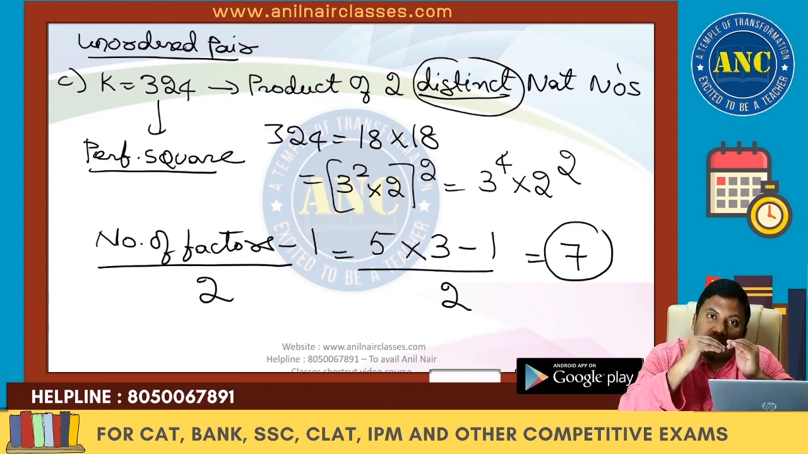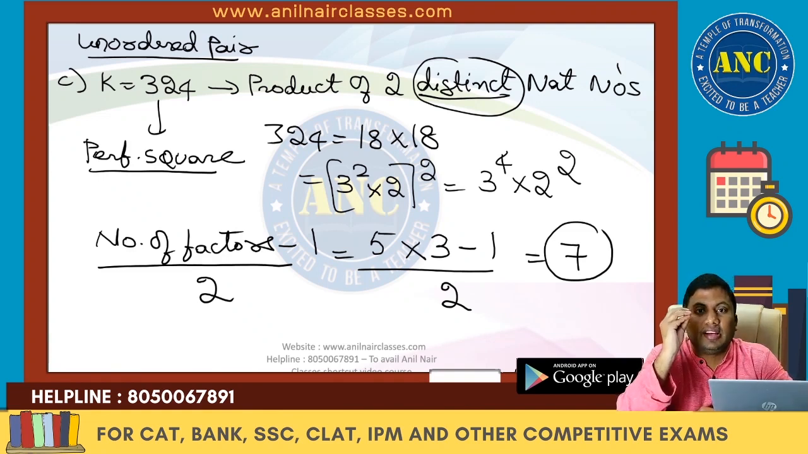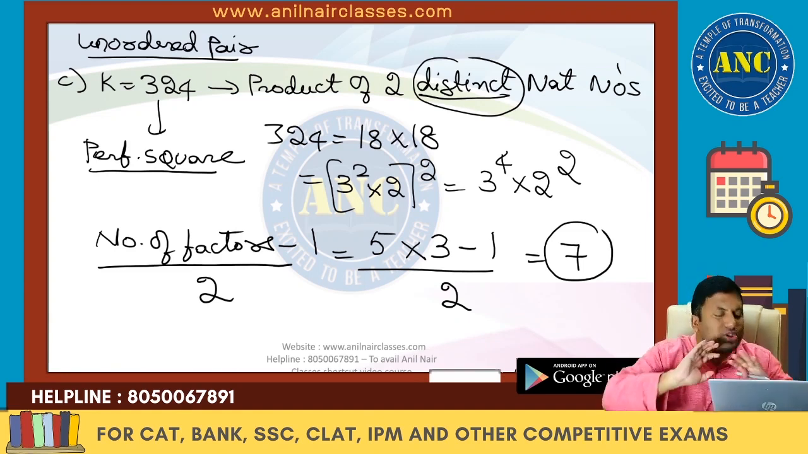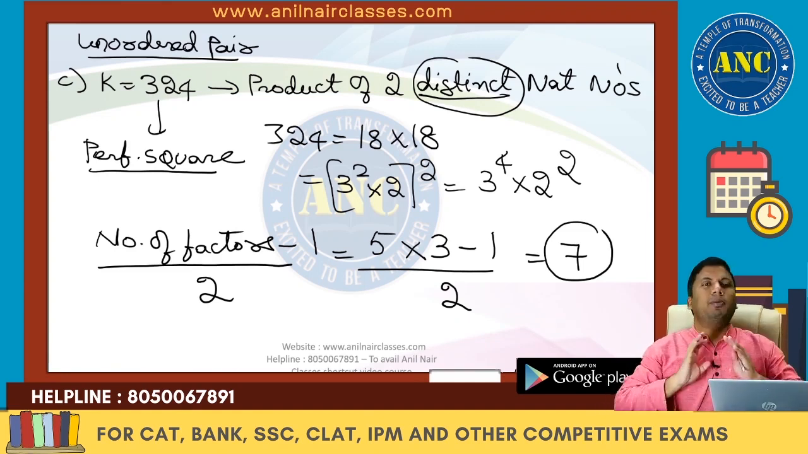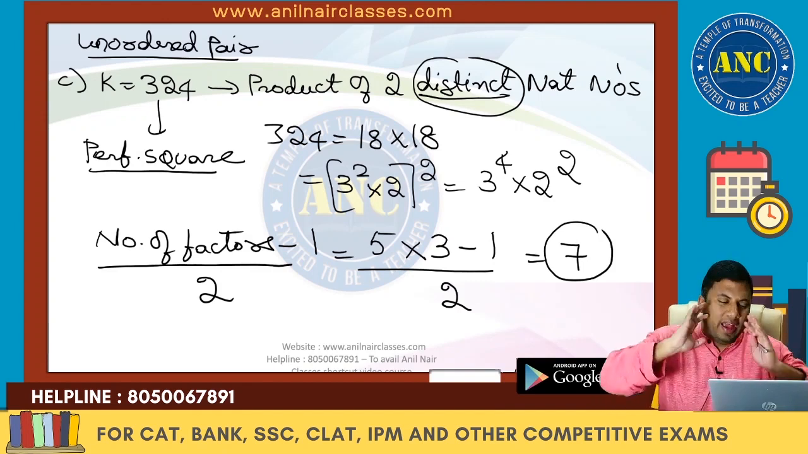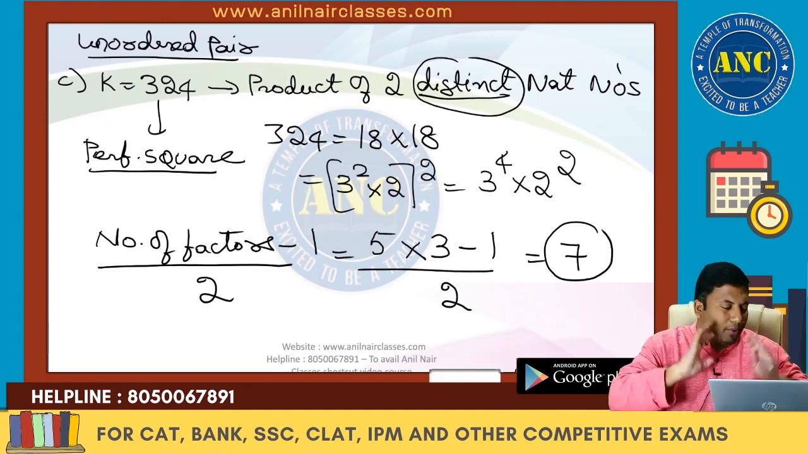If the number is a non-perfect square, it is the number of factors by 2. If it is a perfect square, it is the number of factors plus 1, by 2. If the keyword distinct is there in the question, it is the number of factors minus 1, by 2. I hope you got an idea. Once you understand this idea, then problem solving is a cakewalk. You will be able to solve the question probably in seconds.